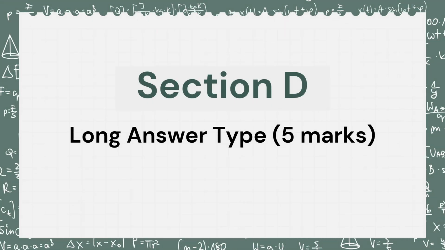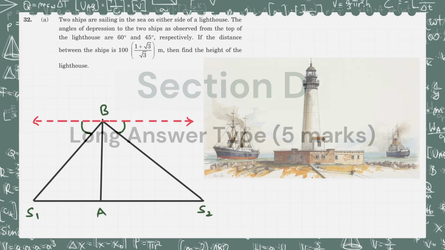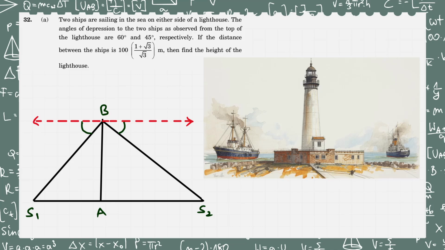Let us solve section D, long answer type questions carrying 5 marks each. Sum 32 has two choices. The first one is two ships are sailing in the sea on either side of a lighthouse. The angles of depression to the two ships as observed from the top of the lighthouse are 60 degree and 45 degree respectively. If the distance between the ships is 100 into 1 plus root 3 by root 3 meters, then find the height of the lighthouse.